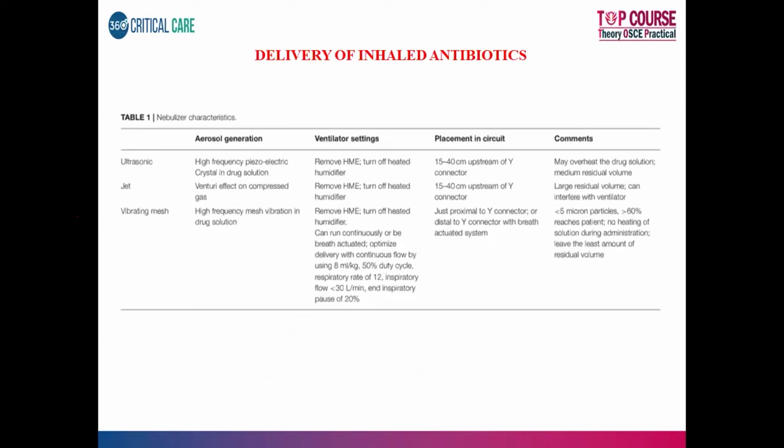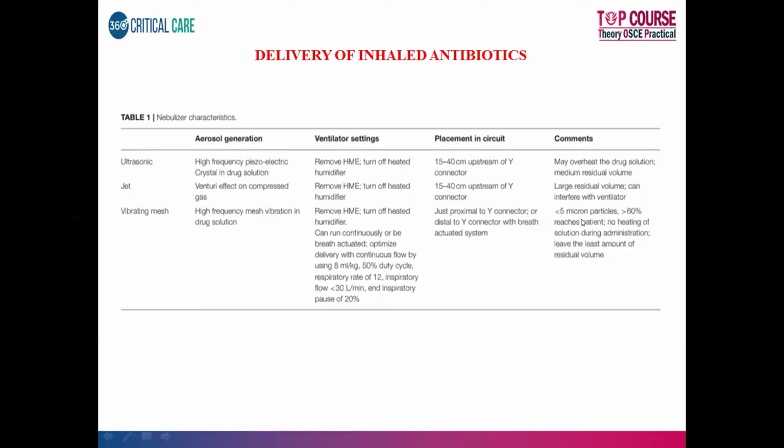Okay. So there are three types of nebulizers. You will not be able to achieve a proper drug concentration if you are using a normal nebulizer which is present in your ICU. So you need some specialized nebulizers like your ultrasonic nebulizer, jet nebulizer, or the vibrating mesh. Among these three, which is the best one? It is the vibrating mesh.